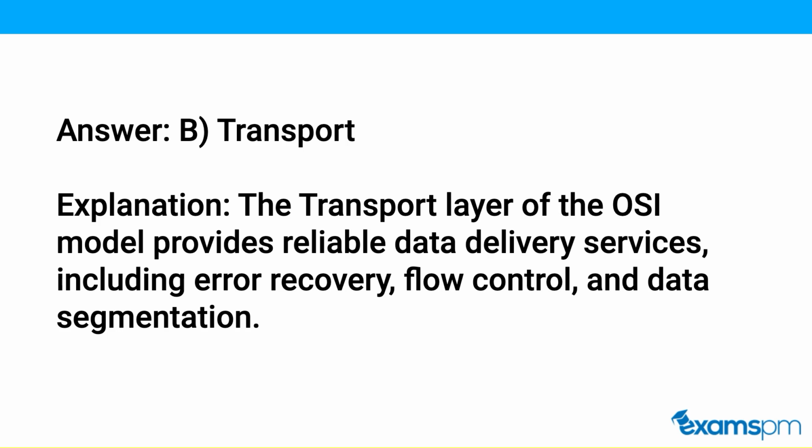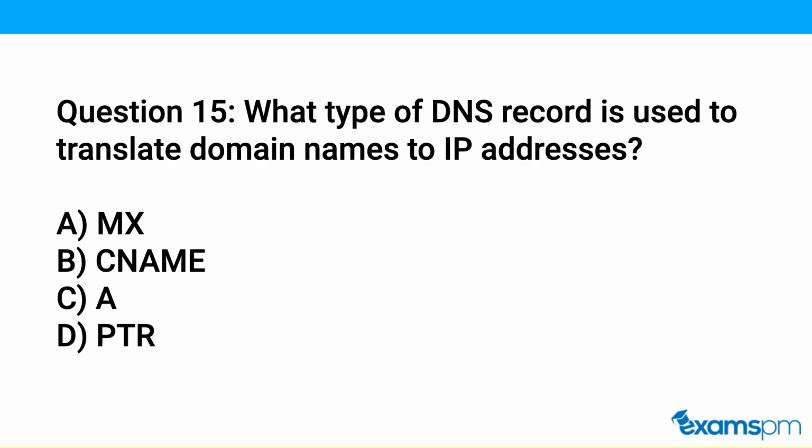Answer: B. Transport. Explanation: the transport layer of the OSI model provides reliable data delivery services, including error recovery, flow control, and data segmentation. Question 15. What type of DNS record is used to translate domain names to IP addresses? A. MX, B. CNAME, C. A, D. PTR.